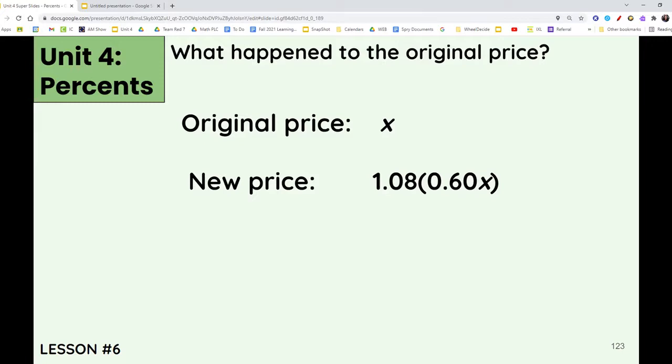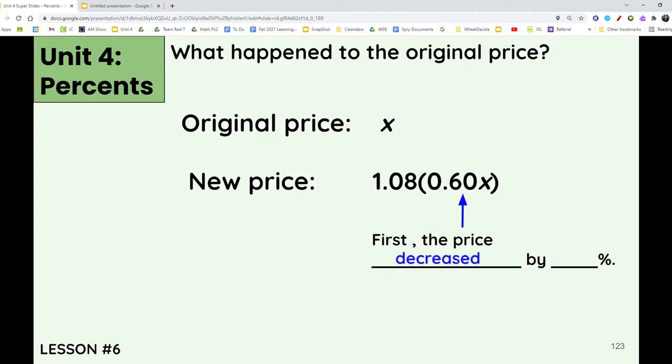What happened to the original price? So imagine the original price is X. Let's look inside of parentheses. So did this price increase or decrease? Since it's less than 1, it decreased. What percent did it decrease by? So if we're just finding 60% of X, that must mean it decreased by 40%.